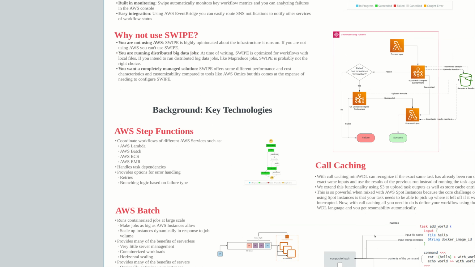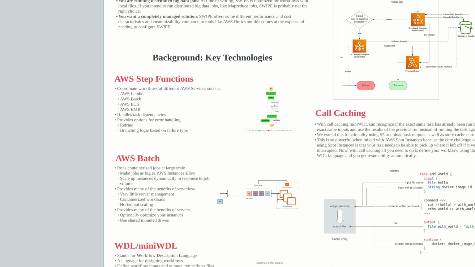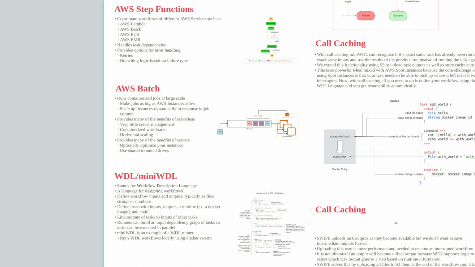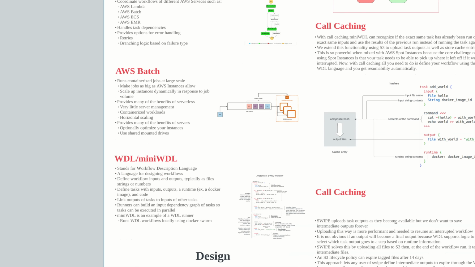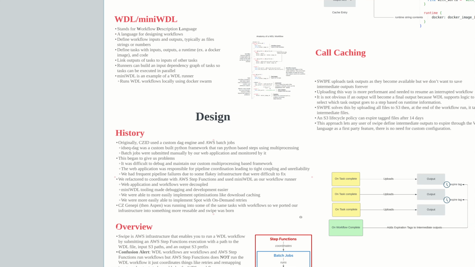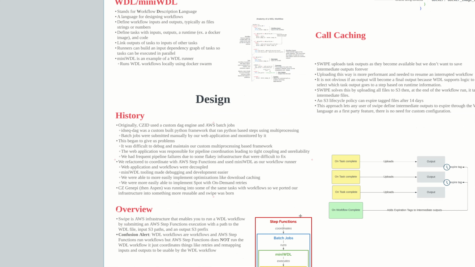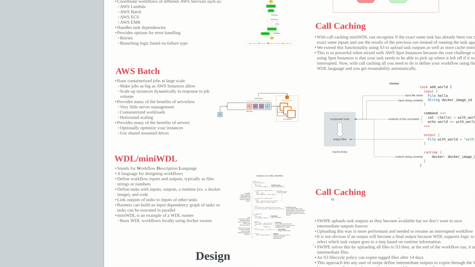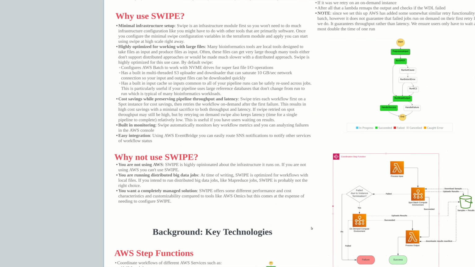Some key technologies that Swipe uses are step functions to coordinate between batch jobs and lambdas. Then the actual compute is run on AWS batch. And within each batch job, we coordinate the workflow. We define the workflow with WDL, workflow description language, and then we run those with mini-WDL, which is an engine that can run those WDL workflows inside of our compute jobs. I'm going to breeze past the history, but it's here if there's any interest in how this rose out of Chan-Zuckerberg infectious disease, and move on to diving into the way the step function is defined.